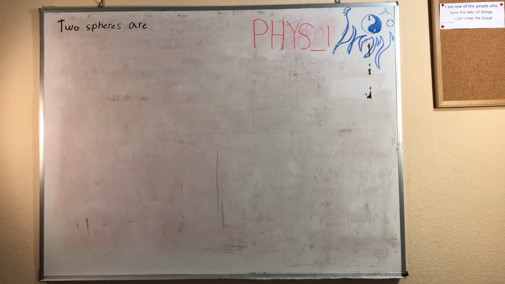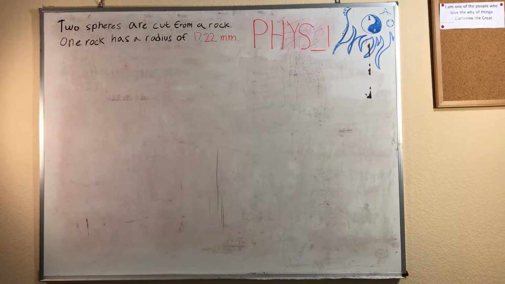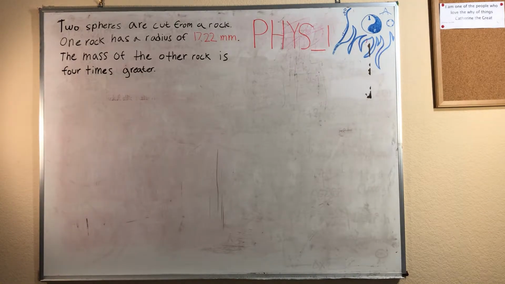Two spheres are cut from a rock. One rock has a radius of 17.22 millimeters, and the mass of the other rock is 4 times greater than the first rock. So find the radius of this other rock.